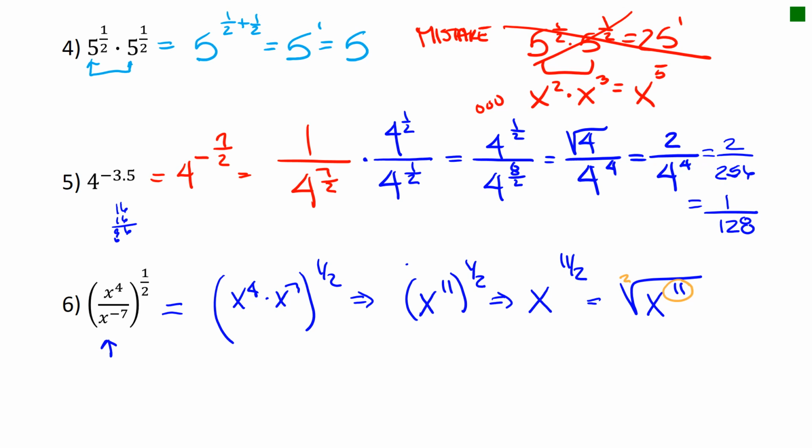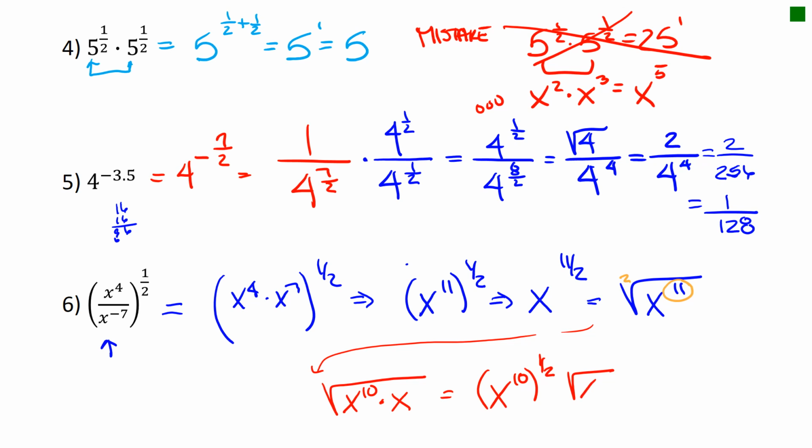So let's move over here. That's the square root of x to the 10th times x. And why did I choose x to the 10th? Because x to the 10th to the 1/2 is going to simplify. The square root of x is going to stay inside. So I'm going to have x to the 5th times the square root of x. And this is actually the proper answer because that's simplified.